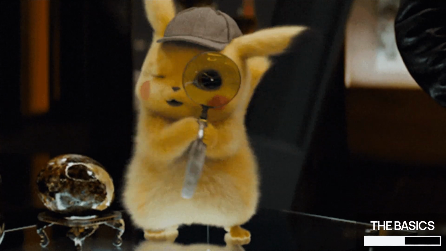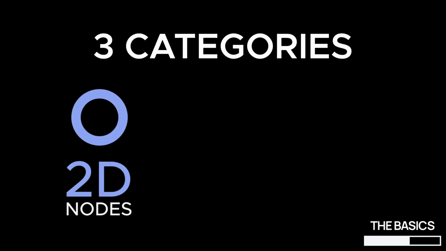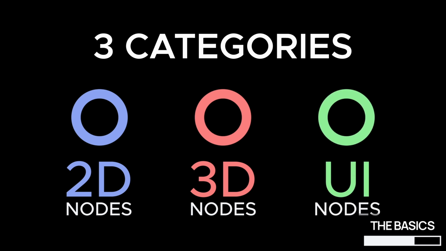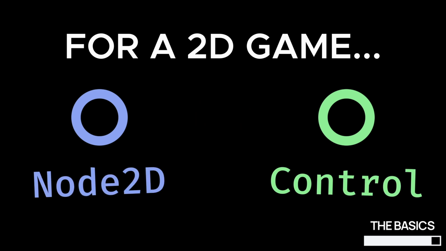And also as a quick note, this engine sorts the built-in node types in 3 categories. You've got the 2D nodes with a blue icon, the 3D nodes with a red icon, and the UI or control nodes with a green icon. In this tutorial, since we're working on a 2D game, we'll be using the 2D and control categories, meaning that each and every node in our scene will be of a type that derives from either the Node2D base type or the Control base type.